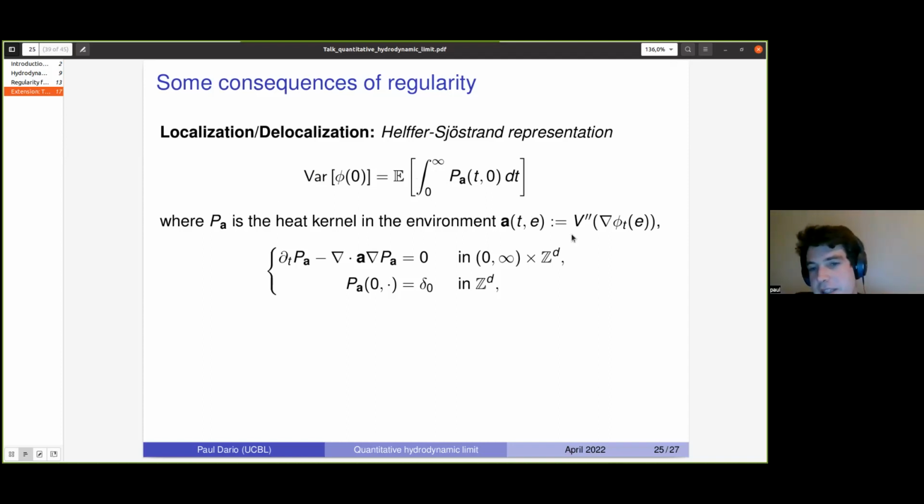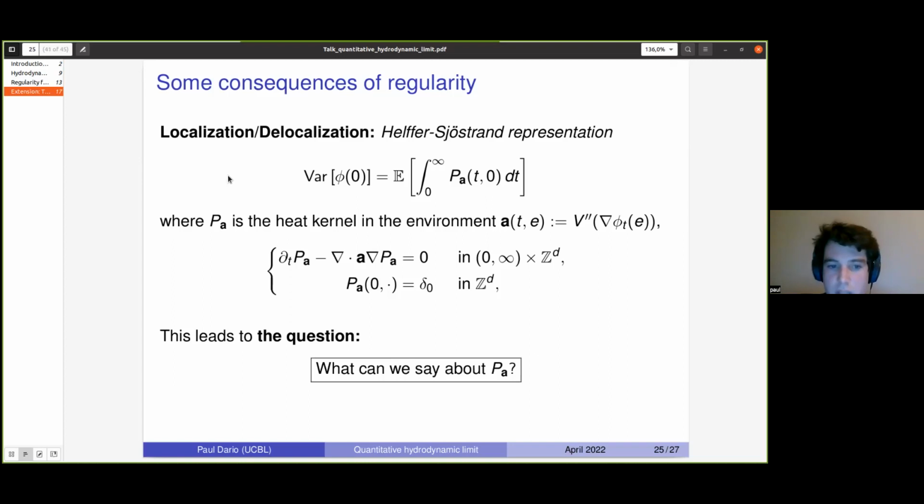And so this motivates the study of these dynamics. If you understand the dynamics, you understand A. If you understand A, you can understand PA, and if you understand PA, you can understand the variance of phi of 0. So this is what you want to do. Okay, so this leads to the question: what can I say about PA? And this is another instance where you will see why this assumption that the second derivative is between two constants was very useful.